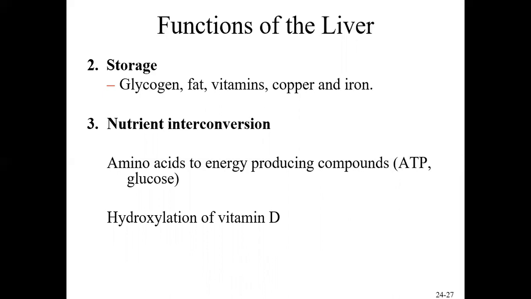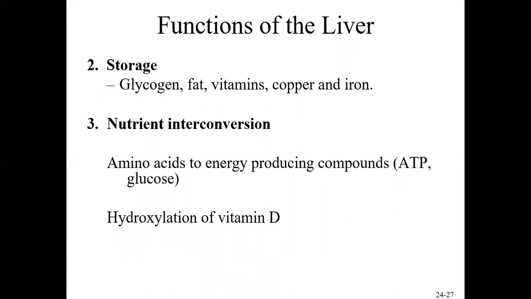Number 3 is very important. This is nutrient interconversion. You can convert nutrients from one form to another. So for example, you can turn something like amino acids into a compound that's needed for energy, because normally amino acids aren't needed for energy. Usually amino acids are there to build proteins, and proteins are for structures or enzymes or other functions. But here in the liver, you can actually do a chemical reaction with amino acids, and transform those into something like ATP or glucose.